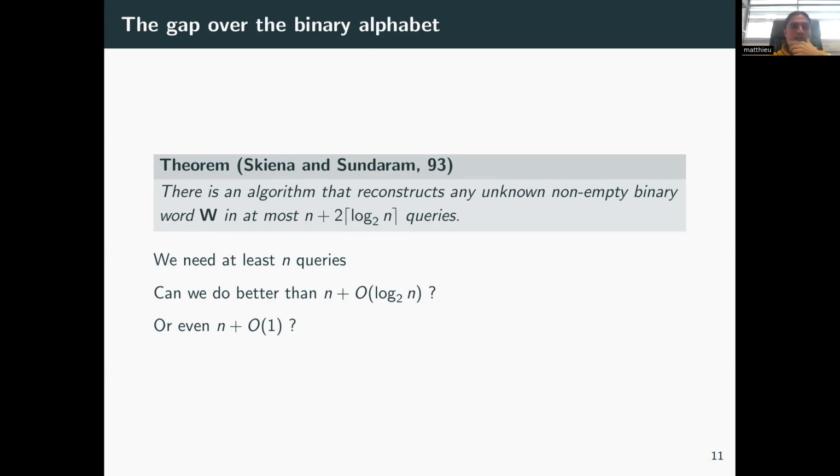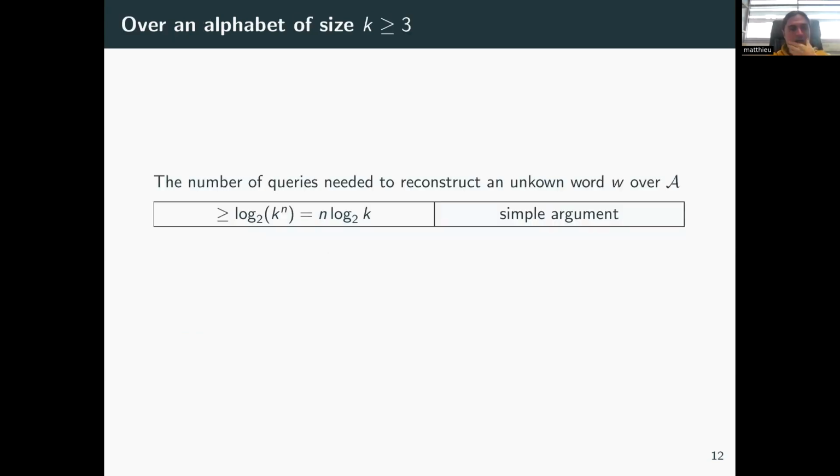But now what we can do is we can try to see what happens over larger alphabets. This was for the binary alphabet. What about the larger alphabets? First of all, for the lower bound, it's exactly the same idea. There is 2 outputs for each query. So in that case, you need at least log of the number of words, and the number of words is k to the n if the alphabet is of size k, which is exactly n log k. Okay, so you need at least n log k queries.